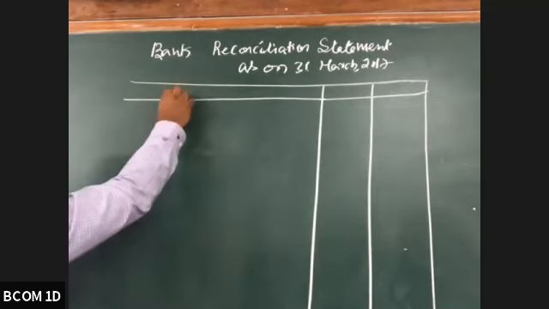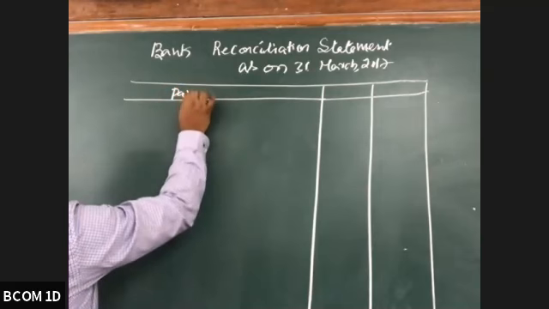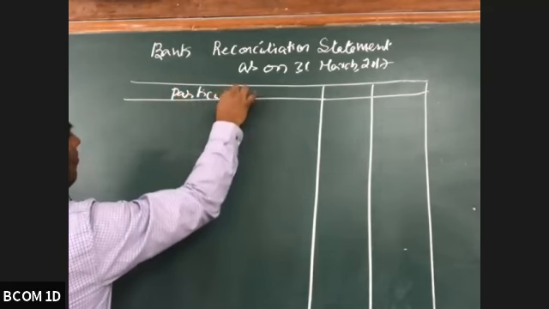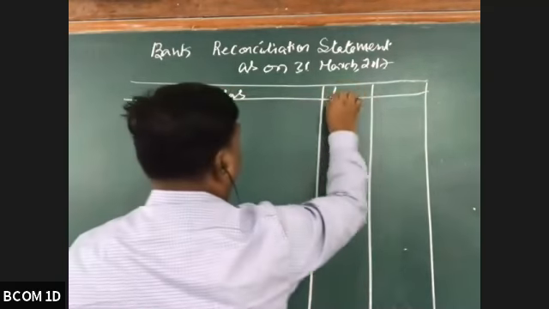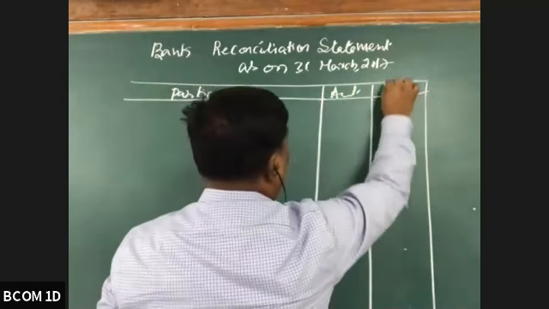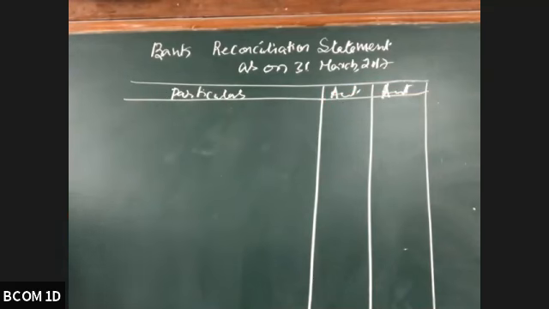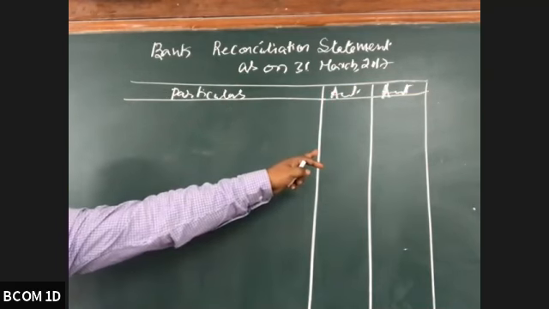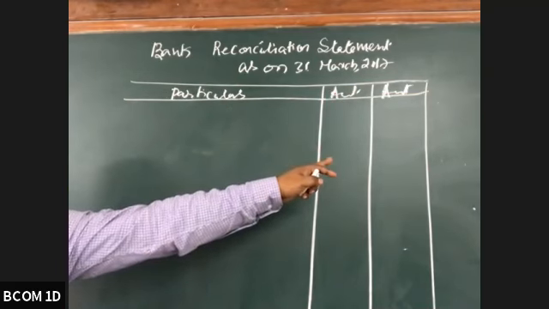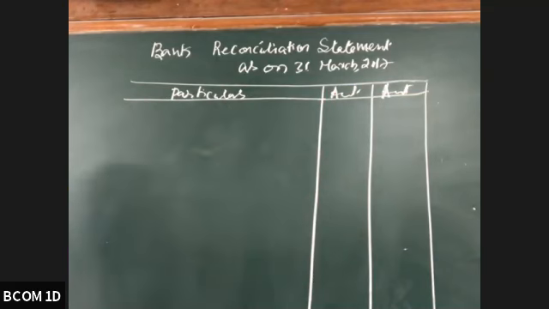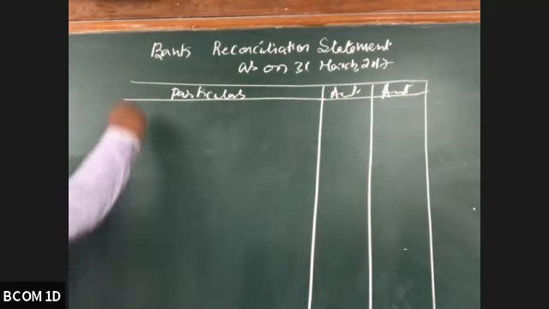Okay, so particulars, amount. Or shall we go with plus and minus columns? Plus and minus? No, this is good. Okay, this is okay.